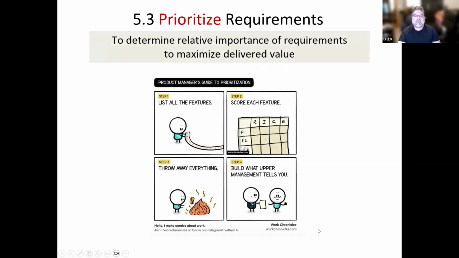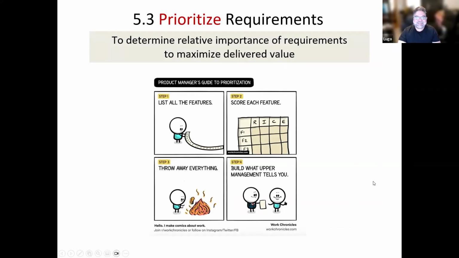Prioritizing requirements, on the other hand, is determining the order and the priority of the requirements to maximize delivered value. We list all the features, score each feature, throw away everything, and then build what upper management tells you.